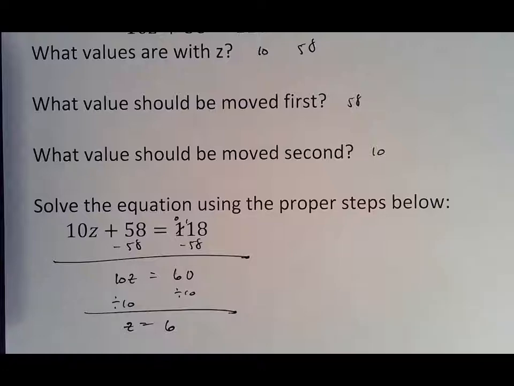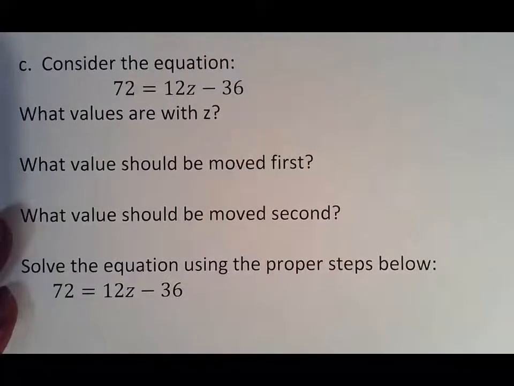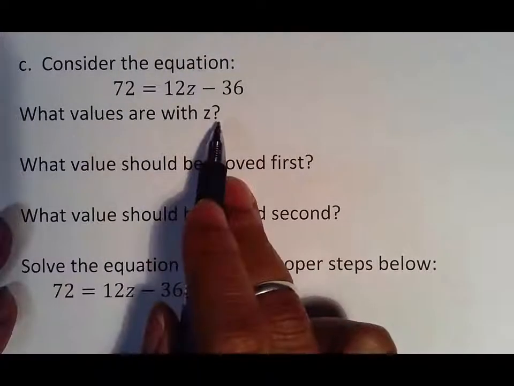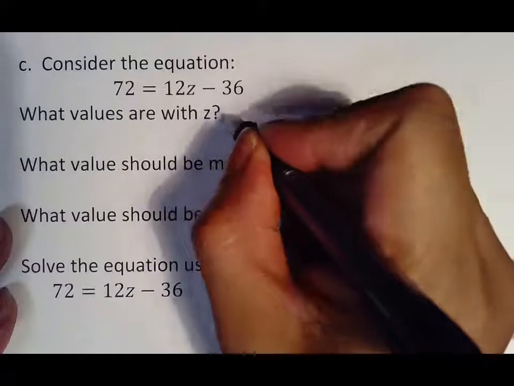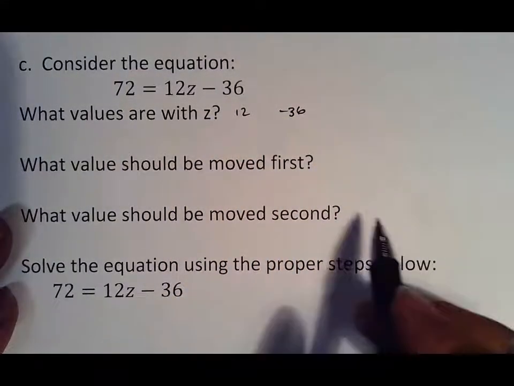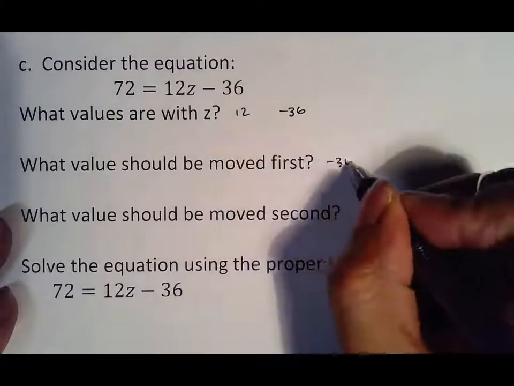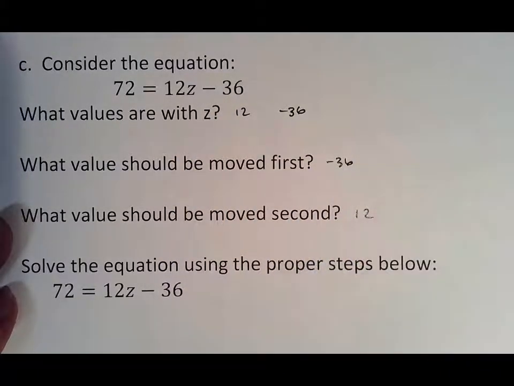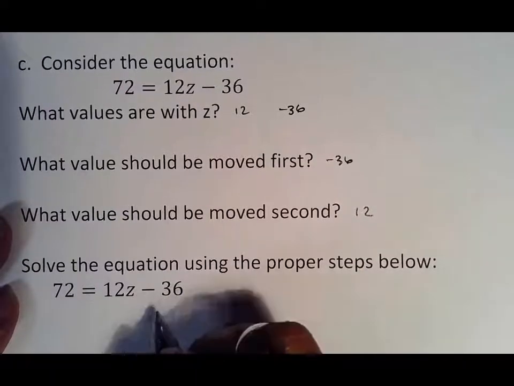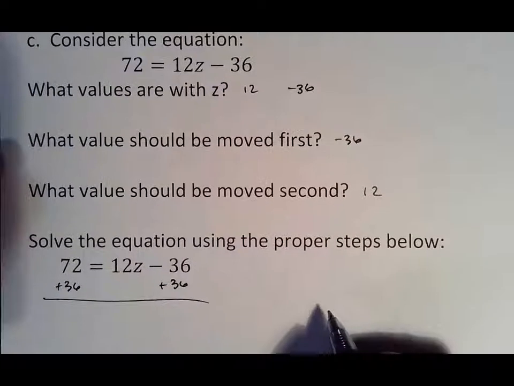So, like I said, I think this should be a decently easy quiz for you as long as you've asked questions and did what you needed to do. Same thing here. What values are with z? Z is on this side, so we're talking about 12. And don't forget, you have to say negative 36. From there, what value should be moved first should be the negative 36. And the other one should be the 12. So how do you move the negative 36? Well, that's a minus 36, so we will put plus 36 and plus 36.